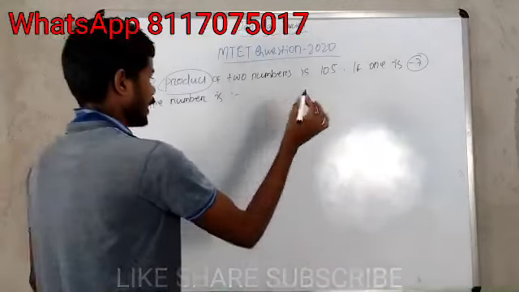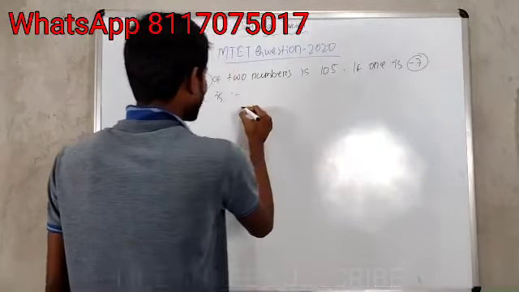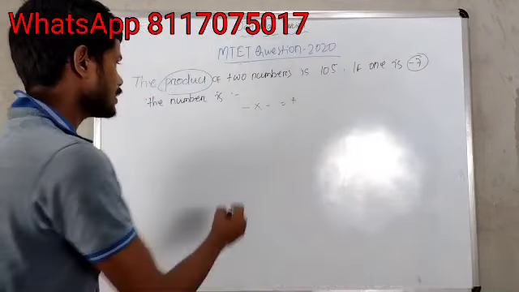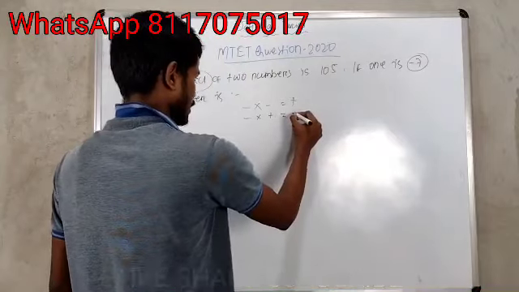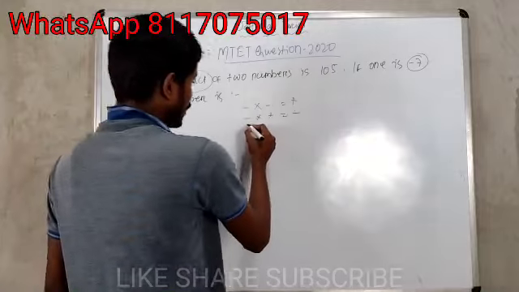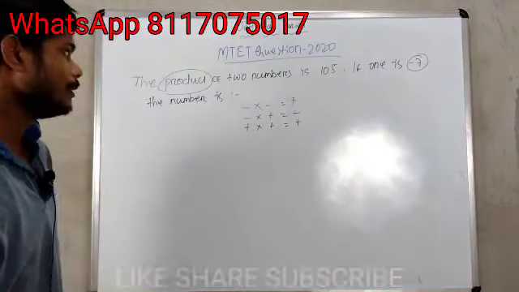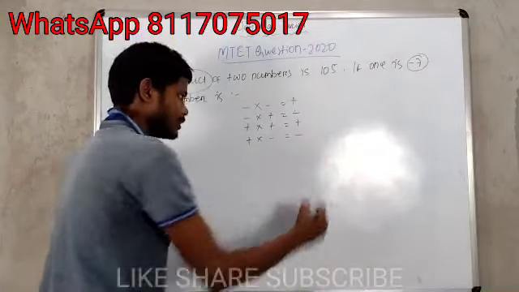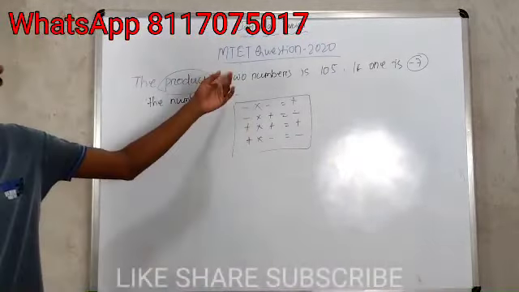We know that if I multiply minus number with minus, then we will get plus. If we multiply minus with plus, it equals minus. If we multiply plus number with plus, then it will come plus. If we multiply plus with minus, then it will come minus. We have to remember this formula to solve this question.